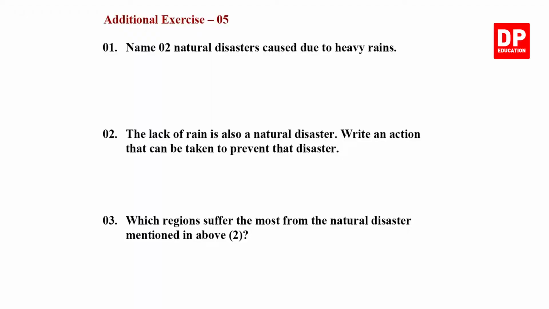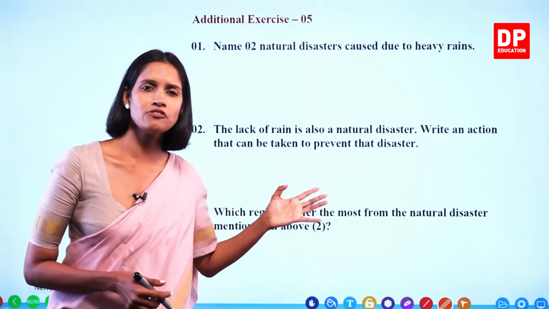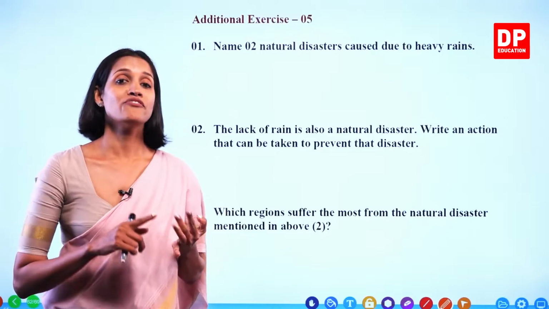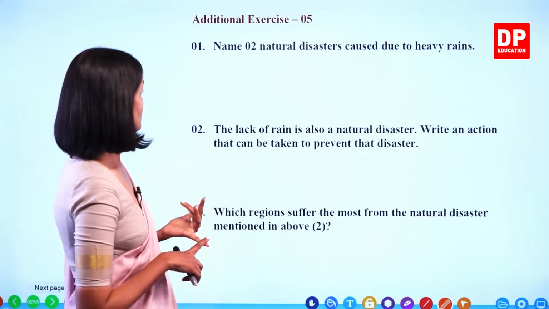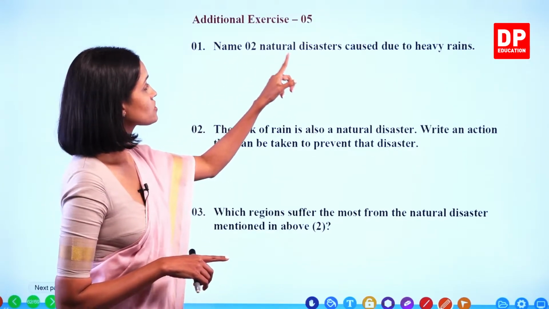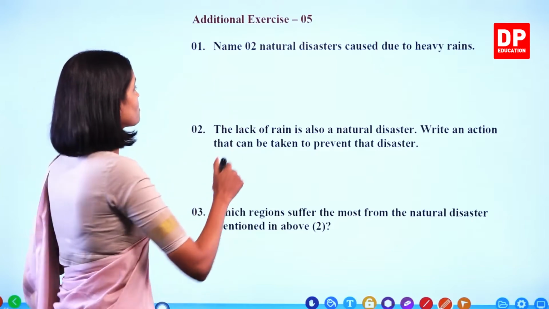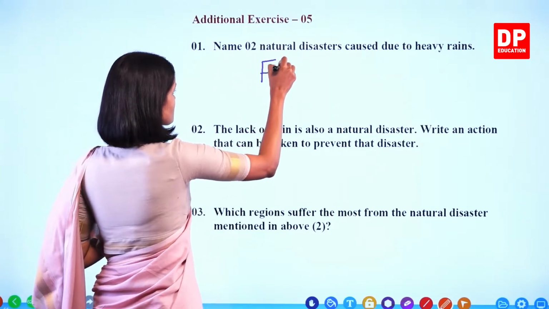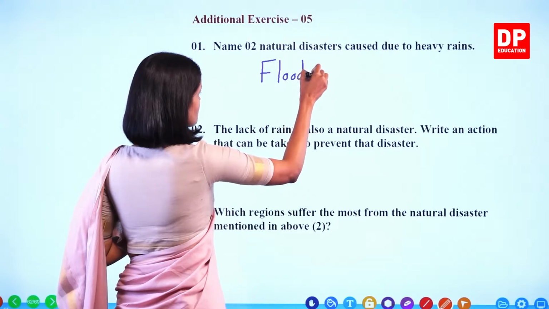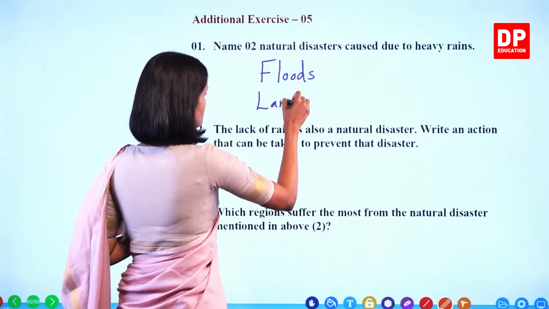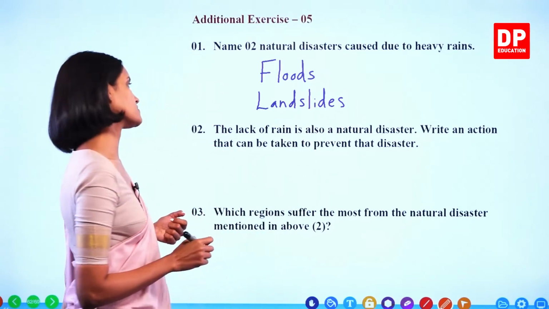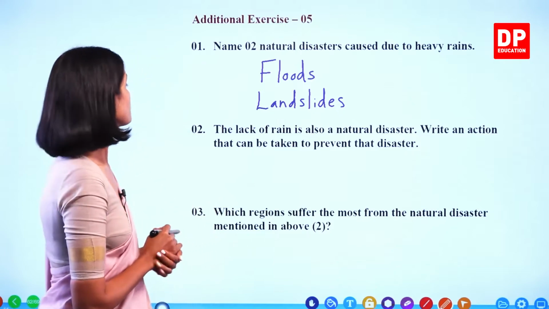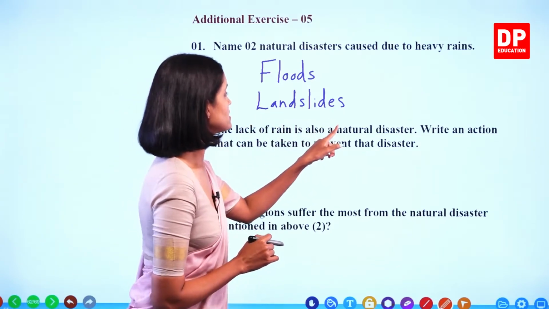Number 5. Name 2 natural disasters caused due to heavy rains. Now we discussed cyclones, floods, landslides, droughts as well. So name 2 natural disasters caused due to heavy rains. We can write floods, landslides. Landslides and floods.